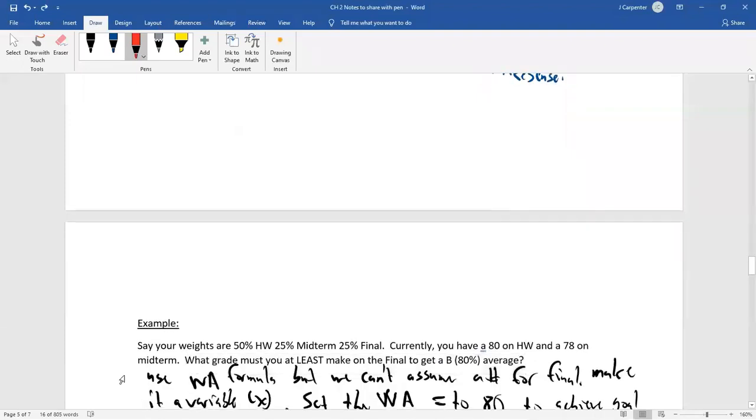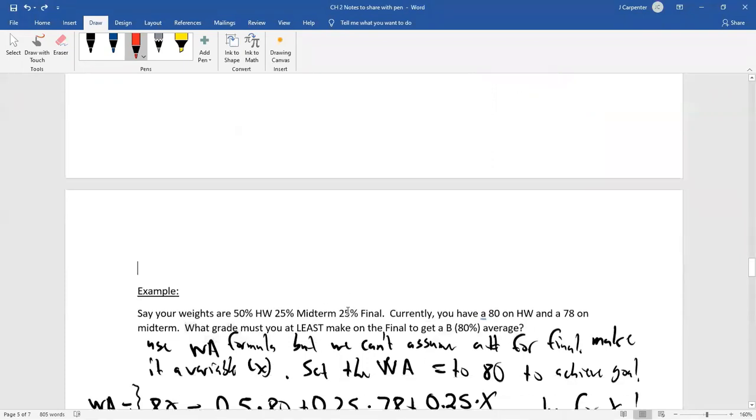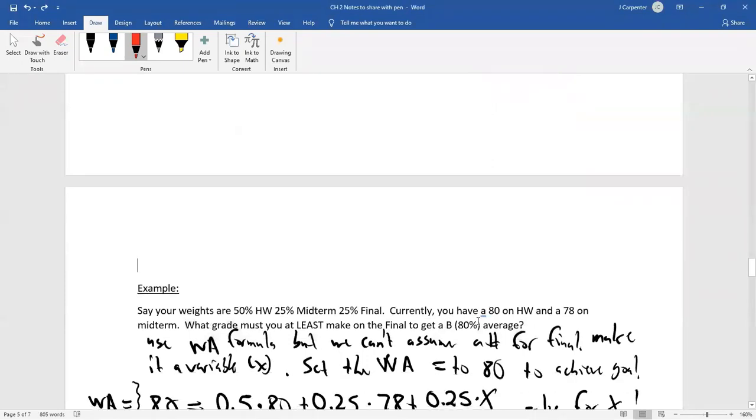So we're going to use the weighted average formula, but we can't assume a number for the final exam. That's what I'm saying for final here. We need to make it a variable, and what I decided to call it is x. That's just a parentheses around it. If you wanted to call it F for final exam, you could. If you want to call it T for I don't know why, but you could. And then we said we want to get an 80 as the ultimate average. So instead of us just crunching down numbers and getting the answer, we set it equal to 80 to achieve this goal.